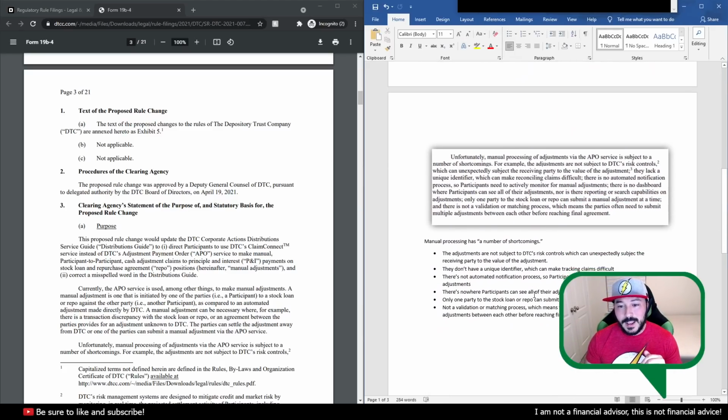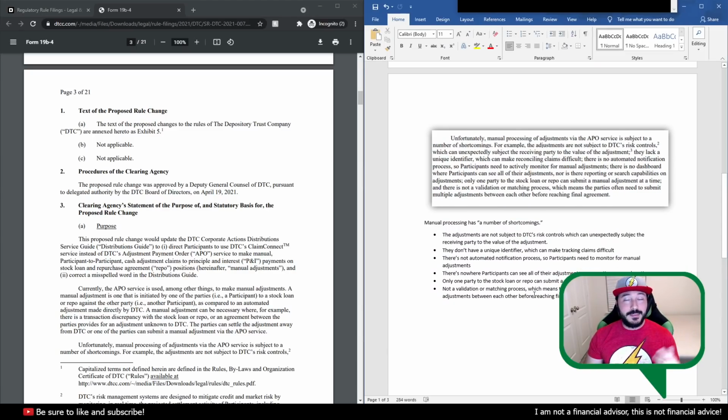All right, so unfortunately, shocker here, there are some shortcomings with the current APO system. Here are a few of them. The adjustments are not subject to DTC's risk controls, which can unexpectedly subject the receiving party to the value of the adjustment. I don't totally understand what this one means, but it seems like the receiving party can kind of be stuck with the bill, essentially. But let's continue.